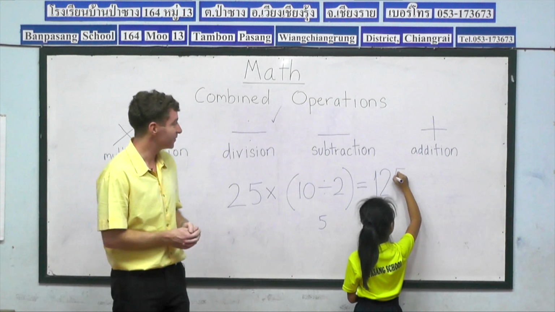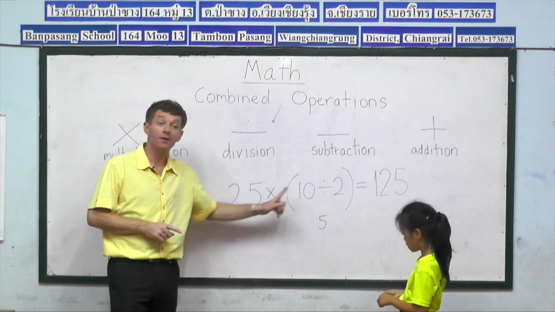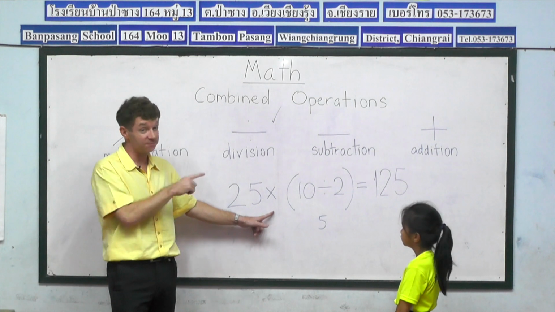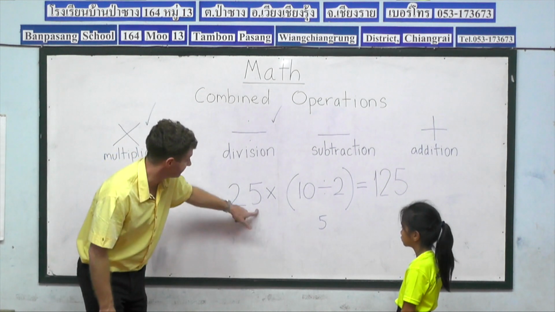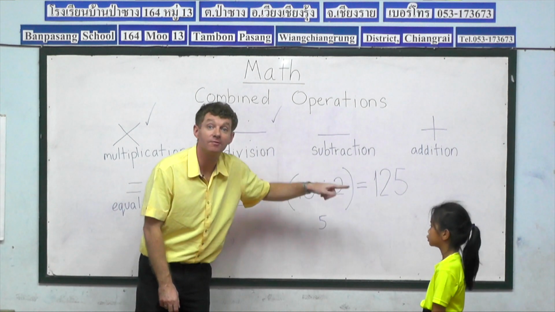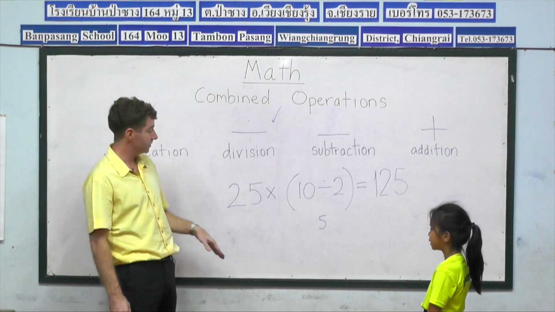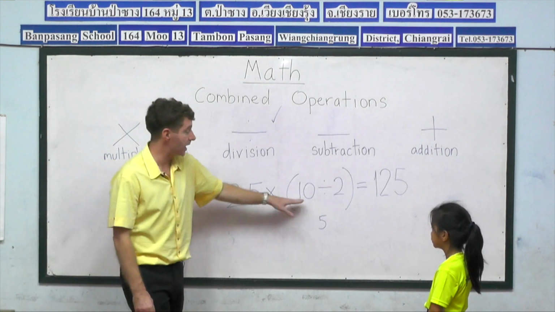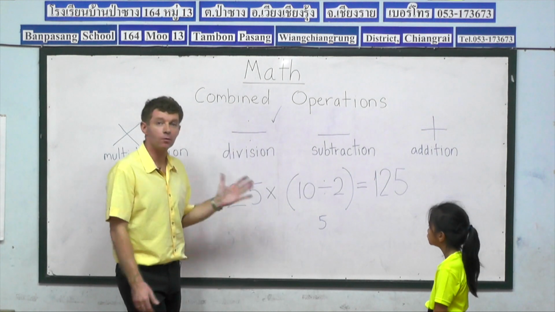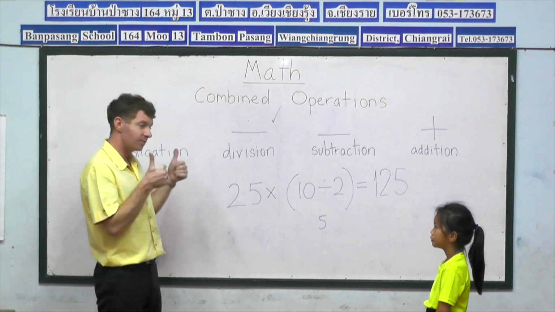125. Perfect. See, guys, that's why it's important to be careful about the symbol. Not divided by, times by. And as Prau has expertly worked out already, 25 times 5 equals 125. So we can say 25 times (10 divided by 2) equals 125. Prao, that was excellent.